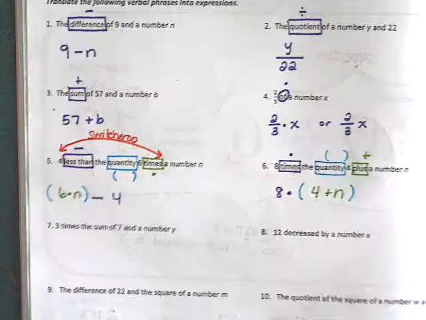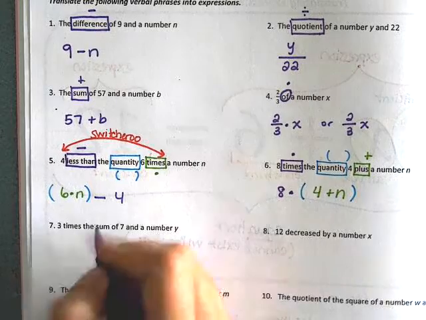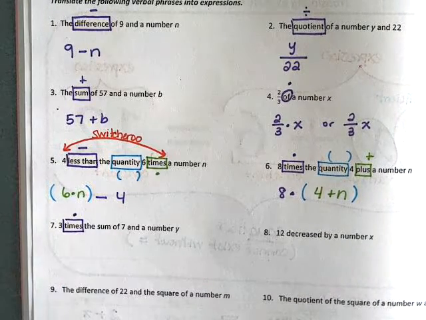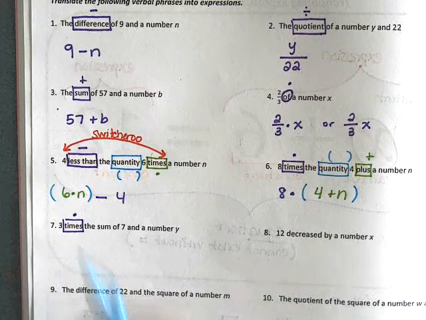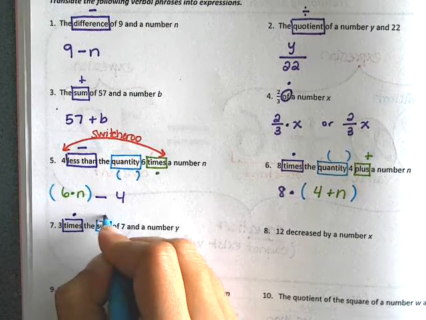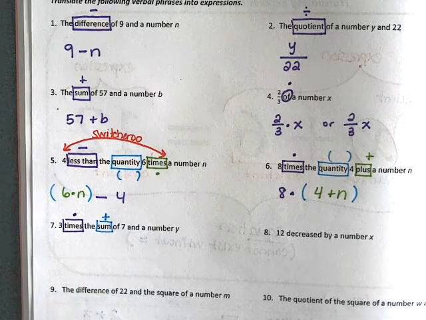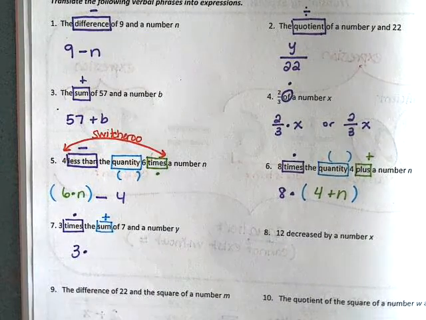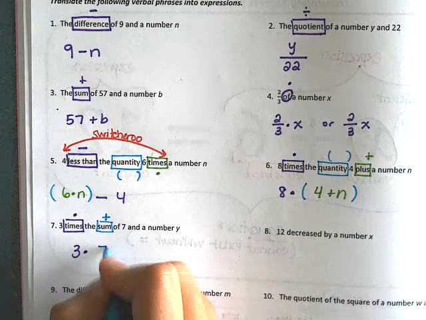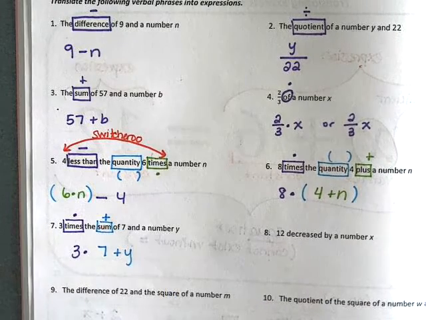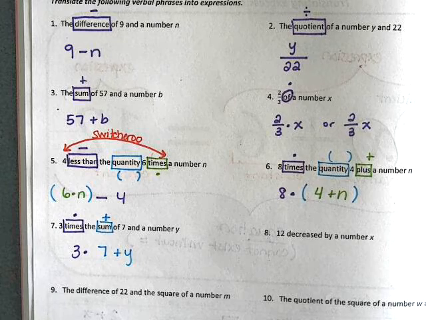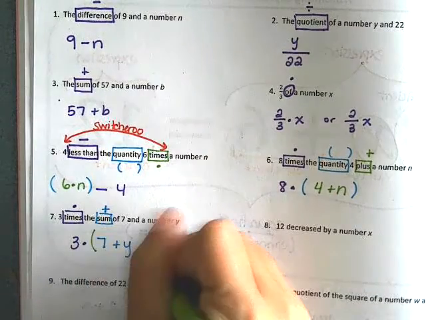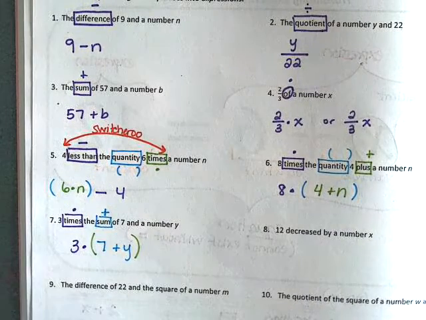Number 7, 3 times, multiplication, the sum, meaning add these things together, of 7 and a number y. So I would write 3 times the sum, 7 plus y. But here's a little catch. If I want to make sure that the 3 is multiplied by this entire sum, I need to put a parentheses around it.